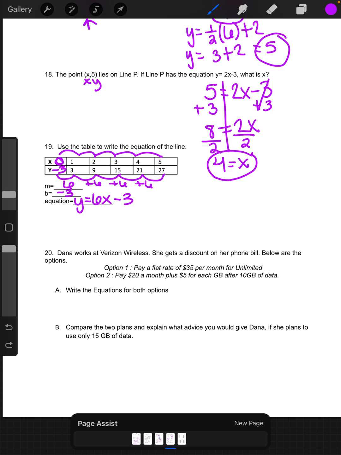And I think we sort of just said to ignore this after 10 gigabytes of data and just assume it's not there. So for the purpose of this, these are supposed to be two very simple equations, so we're ignoring that 10 gigabytes. So write the equation for both options. Option 1 would look like this. Pay a flat rate of $35 per month. So 35, and then I don't know how many months I'm going to keep the thing, so I'm just going to put an X because that's an unknown term.